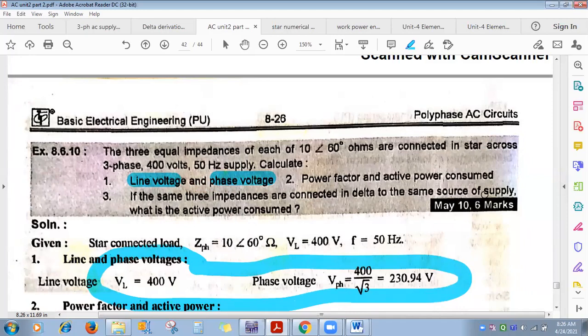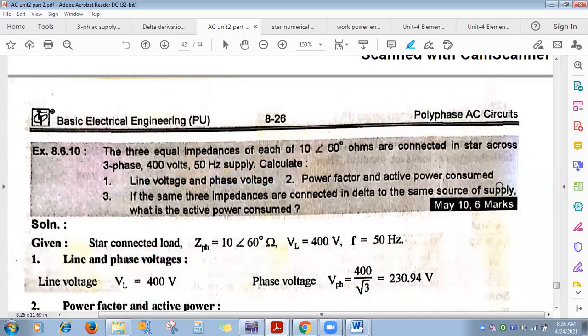Now power factor and active power consumed. Can you tell me how to calculate power factor here? Cos phi. Correct. And what is phi? 60 degree. Very good. Z is 10 at an angle of 60 degree. So whatever I told you previously also, whatever angle is given, same is the power factor angle with sign. If plus 60 degree given, consider phi as plus 60 degree. If minus 60 degree given, for series RC it is minus 60 degree you will get. So phi you consider minus 60 degree. This one you keep in your mind.